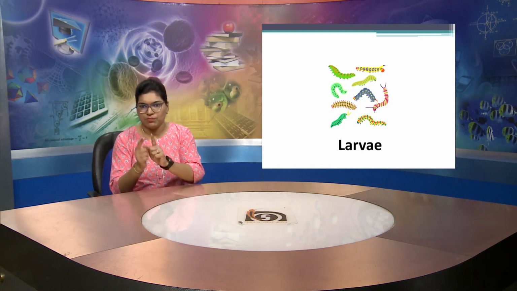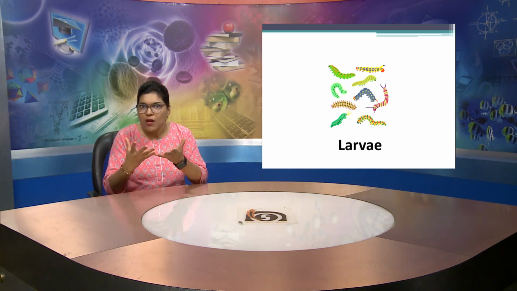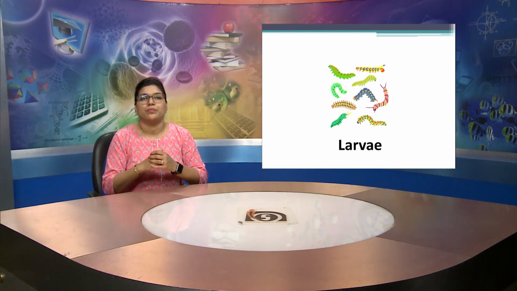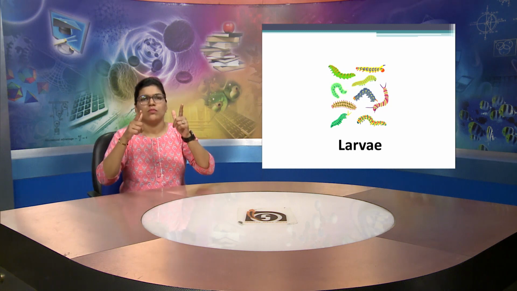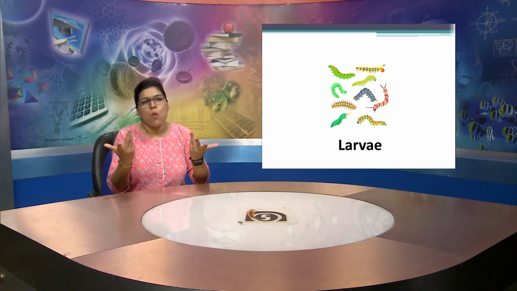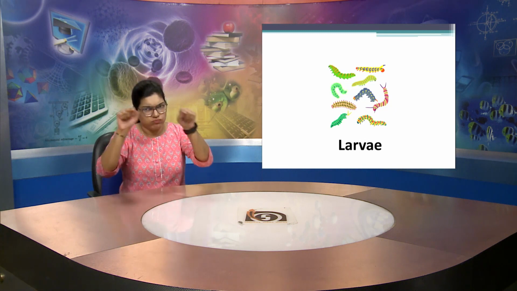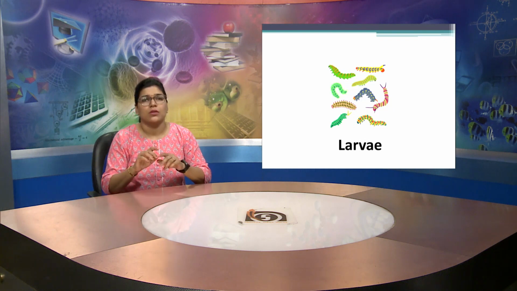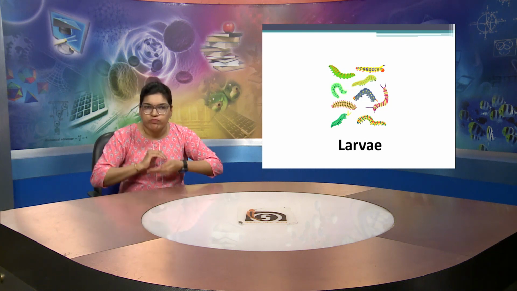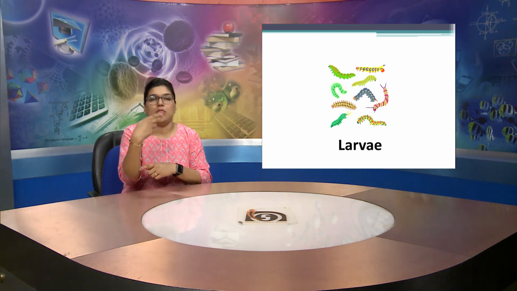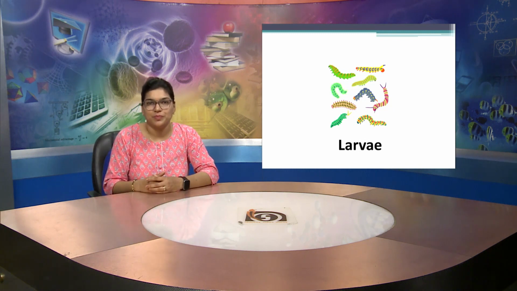Just like when you have in the kitchen, whenever you keep any food item for a few days, then after a few days you can see different larvas in that food item which is kept and which is decayed. So larva is the stage name in different insects.